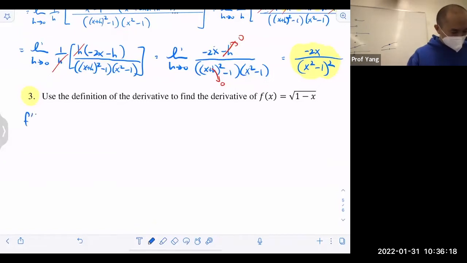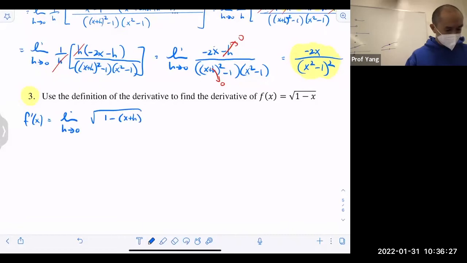This guy's like, okay, if you want f prime of x, the limit as h goes to 0, square root of 1 minus parentheses x plus h minus the square root of 1 minus x, divided by h, like this.